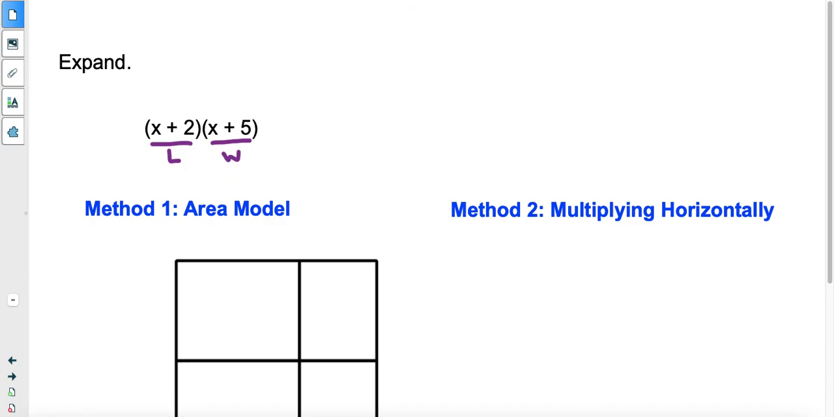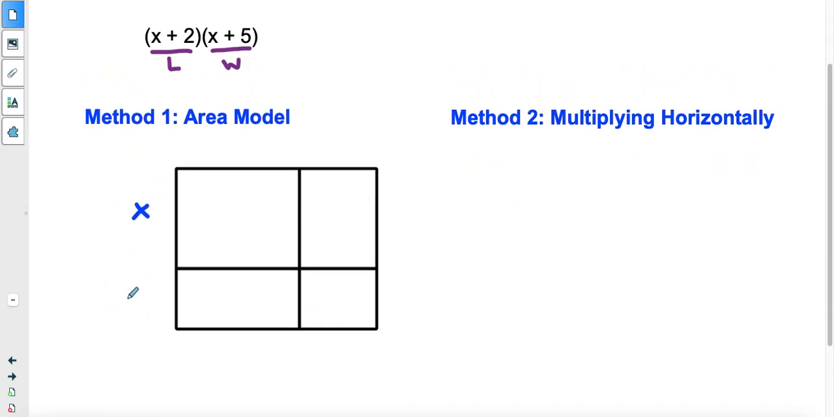So let's go ahead and do that. So I'm going to treat one side as being the length of my rectangle, and the other side as being the width. And to find the area, all I have to do is multiply these together. So let's go ahead and do that. X times x, well, that's just x squared. X times 5 is just 5x. 2 times x is 2x. And 2 times 5 is 10.